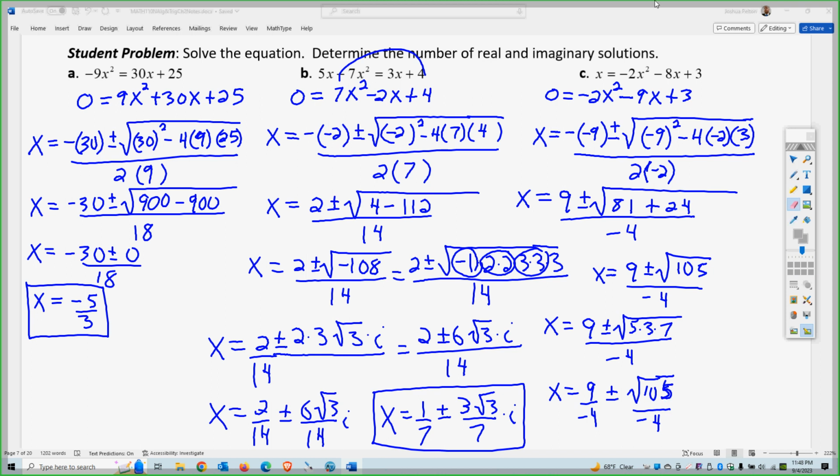Oops, let me make a better 5 than that. Okay, so remember, x is equal to, so the 9/4 just stays the way it is. And then plus or minus, in negative, so plus or minus divided by negative is plus or minus, so it doesn't really change. So it's plus or minus root 105 over 4.